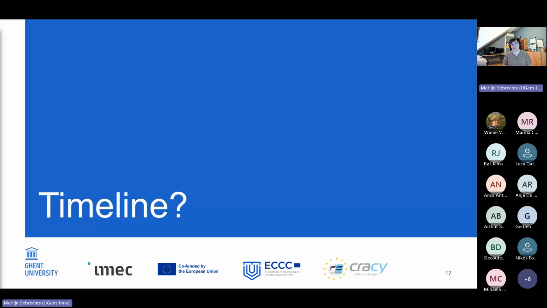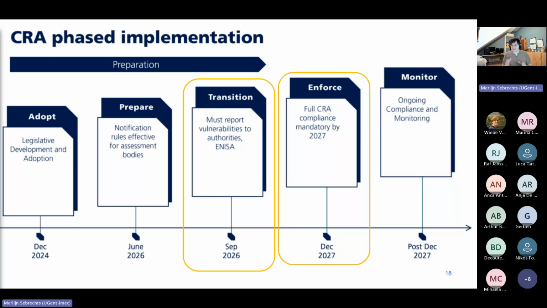So what is the timeline of the CRA? The most important dates are from September 2026 onwards. The vulnerability reporting requirements go into effect. So from September 2026 onwards, if you know of an active vulnerability being exploited in your product, or if you've had a major cybersecurity incident, you need to report this to the authorities. But then from December 2027, that is when full CRA compliance is mandatory for any product sold from that point onwards.